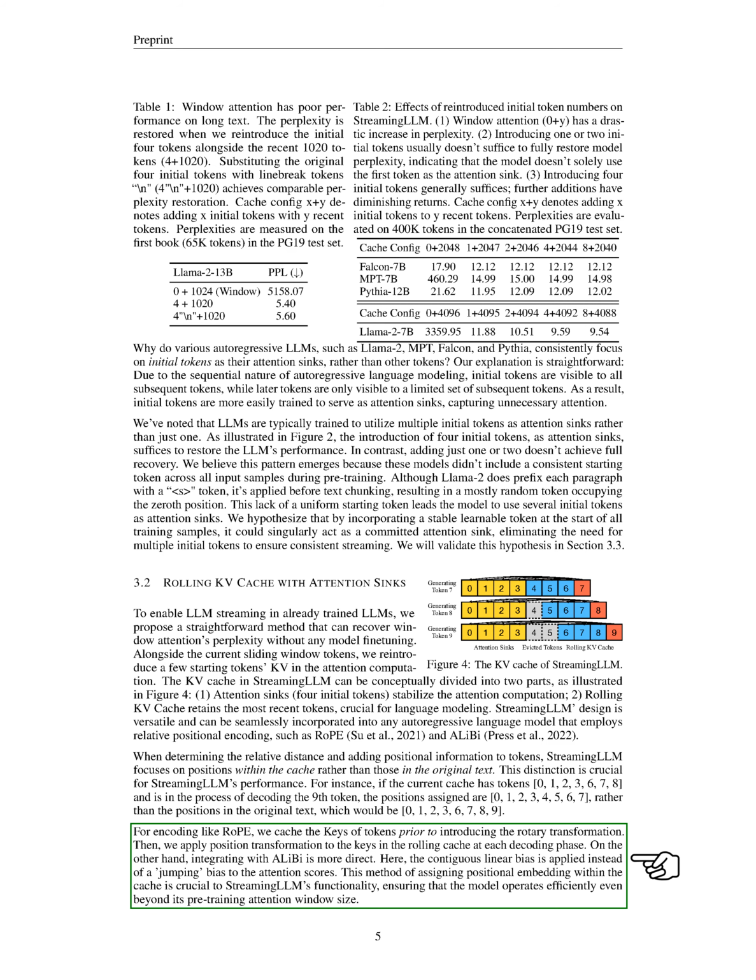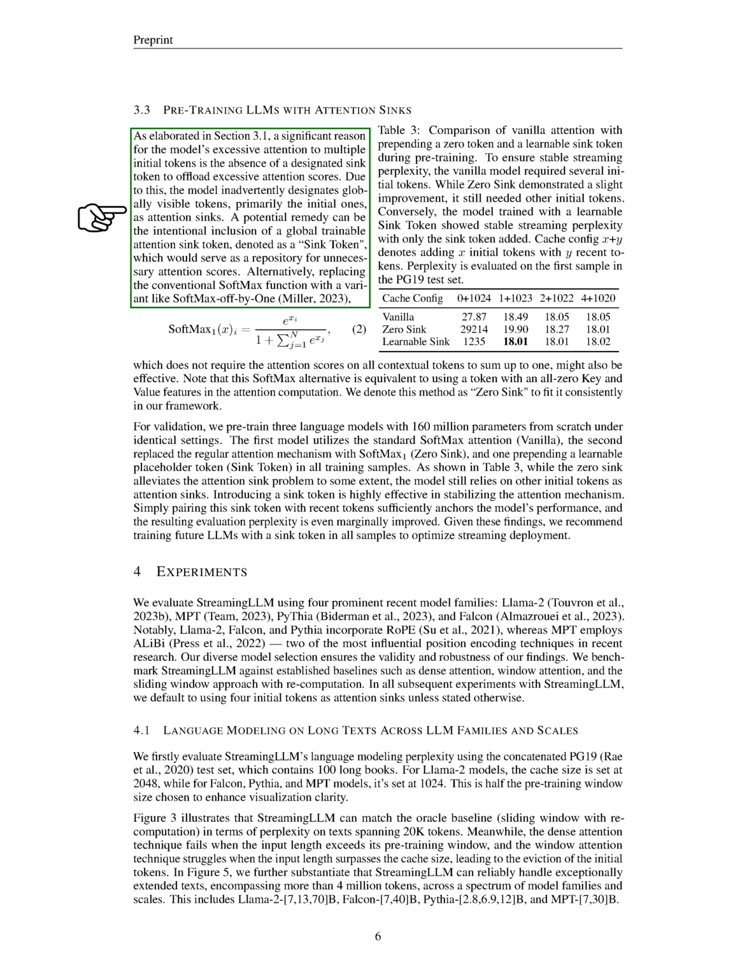We also discuss pre-training language models with attention sinks. We found that the model's excessive attention to multiple initial tokens is due to the lack of a designated sink token to absorb excessive attention scores. As a result, the model unintentionally designates globally visible tokens, mainly the initial ones, as attention sinks. One possible solution is to intentionally include a global trainable attention sink token, which we call a sink token. This token would serve as a storage for unnecessary attention scores.